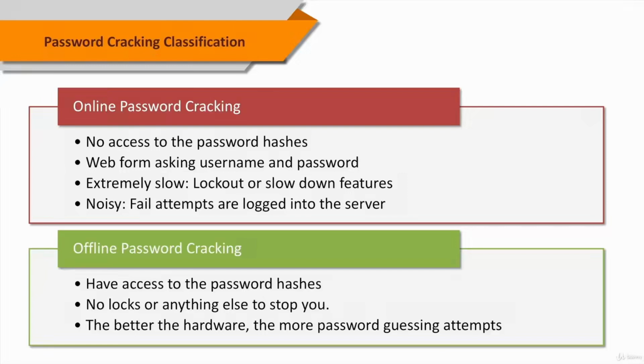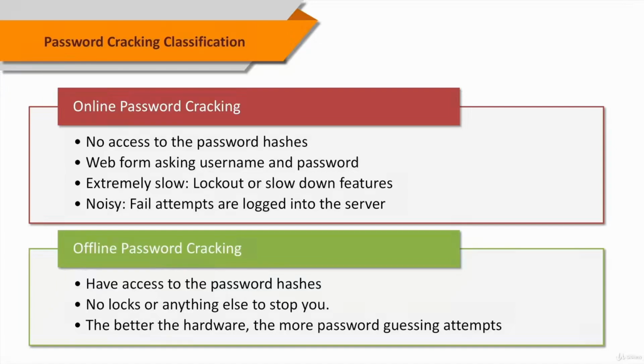Now, offline password cracking attacks are only possible when you have access to the password hashes. The attack is done on your own system or on systems that you have local access to. Unlike an online attack, there are no locks or anything else to stop you on an offline attack because you are doing it on your own machines.